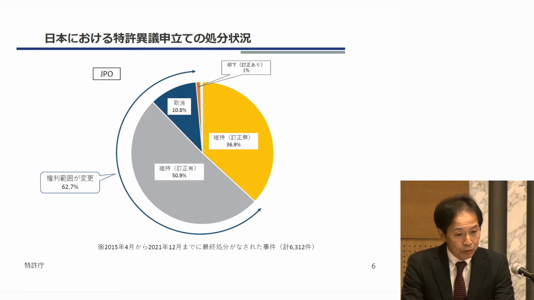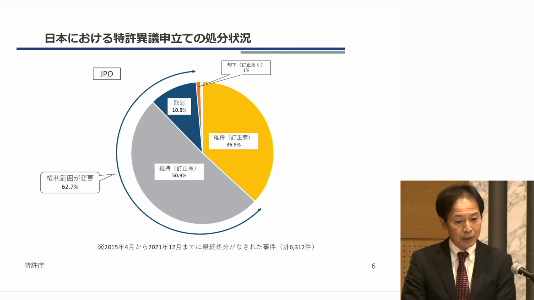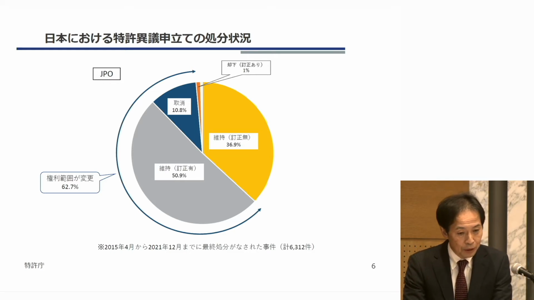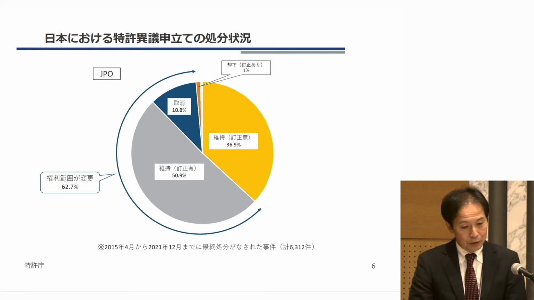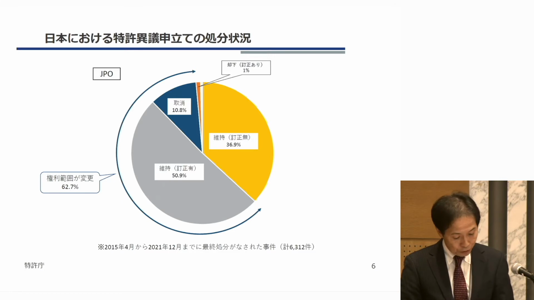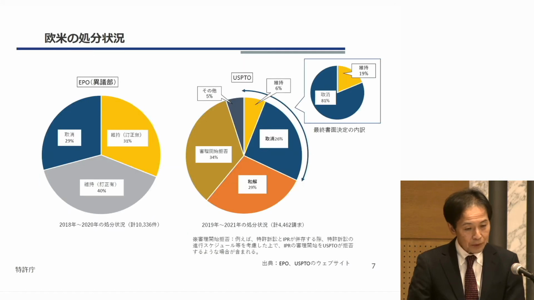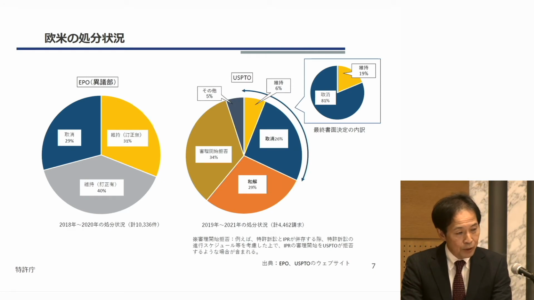Again, this is Japan. This is the status of opposition filings in Japan. About 50% of patents are maintained, and about 11% are rejected entirely. Some are maintained without any correction. This is about 37%. So this is the system. This data is from when this opposition system was introduced.